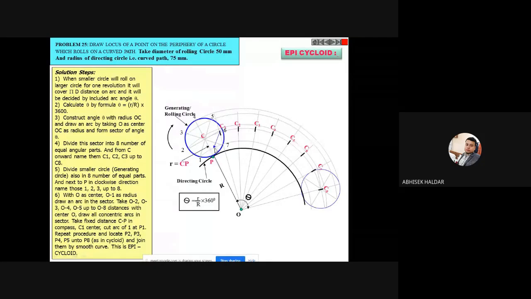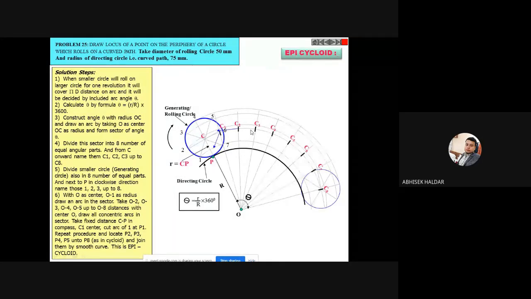Mark that point. What should be my next step? Without changing the arc length, that is this CP, I will place my compass at C2 and cut the second arc line. That means 2 and 6, this one. Somewhere over here I will get the intersection point.